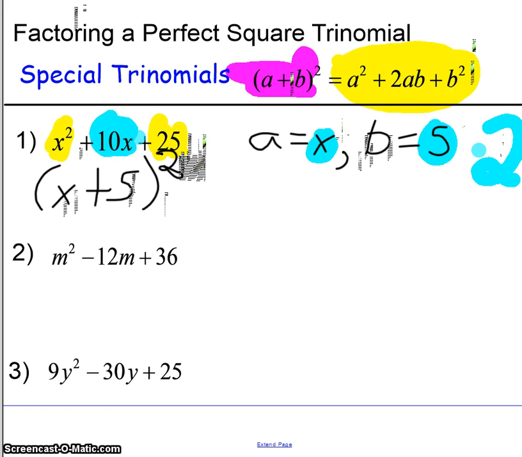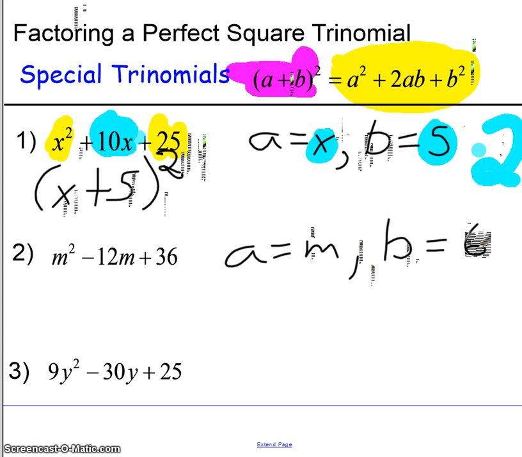All right, problem 2. The square root of m squared is m, so a is m. B is the square root of 36, which is 6, and the middle term is equal to a times b times 2. So I'm taking the square root of the first thing, the sign of the middle thing, the square root of the last thing, squared.